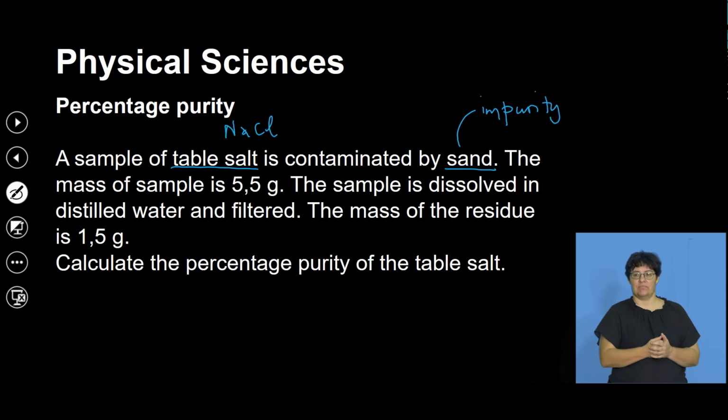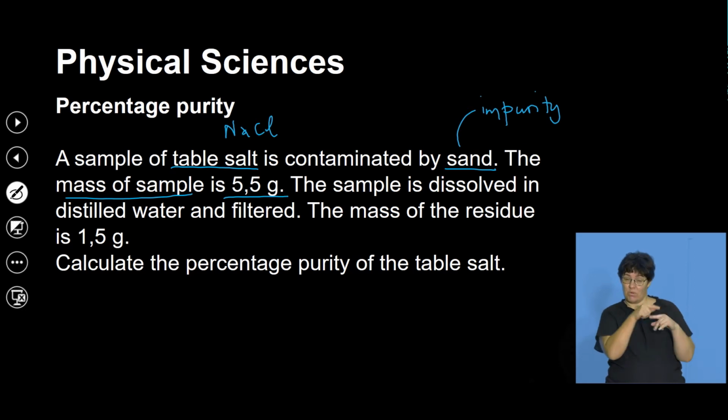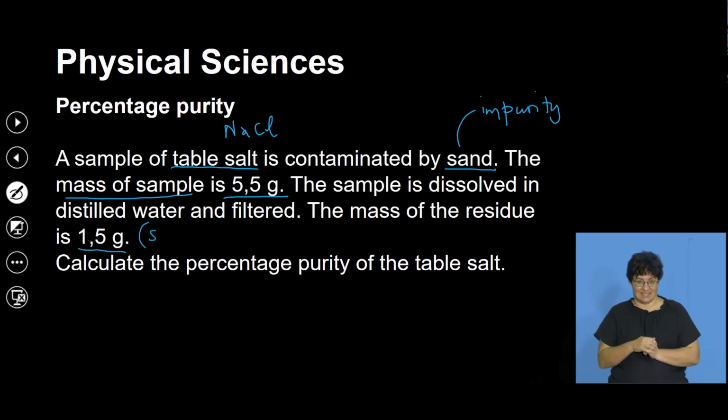The mass of the sample is 5.5 grams. This is a very useful piece of information because this is actually the total mass of the sample. Pay careful attention to that. The sample is dissolved in distilled water and filtered. The mass of the residue is 1.5 grams. The residue in this case is the mass of the sand, which is insoluble in water. So all the table salt will dissolve in water, and what will be filtered off is the impurity.